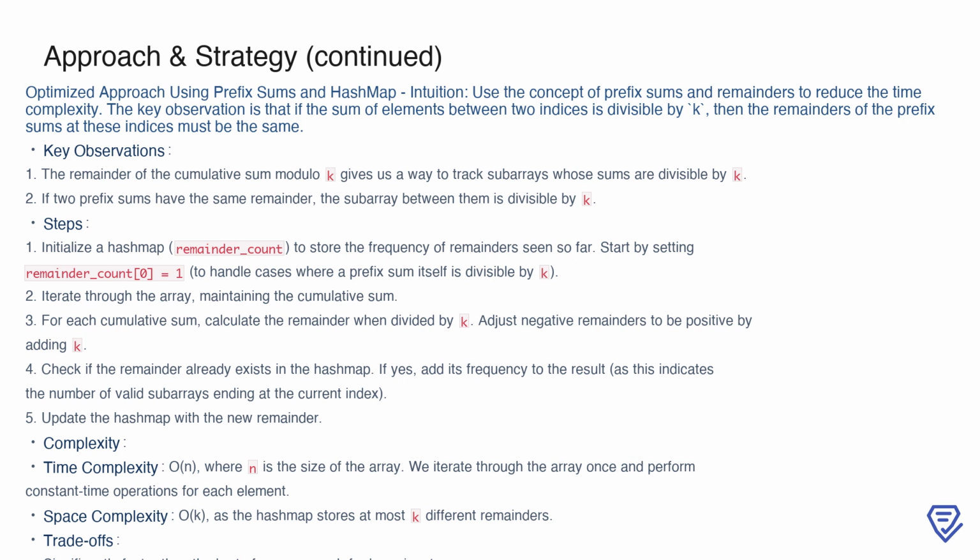Here's how it works. As we iterate through the array, we maintain a running cumulative sum. At each step, we calculate the remainder of this cumulative sum modulo k. This remainder helps us track subarrays whose sums are divisible by k.